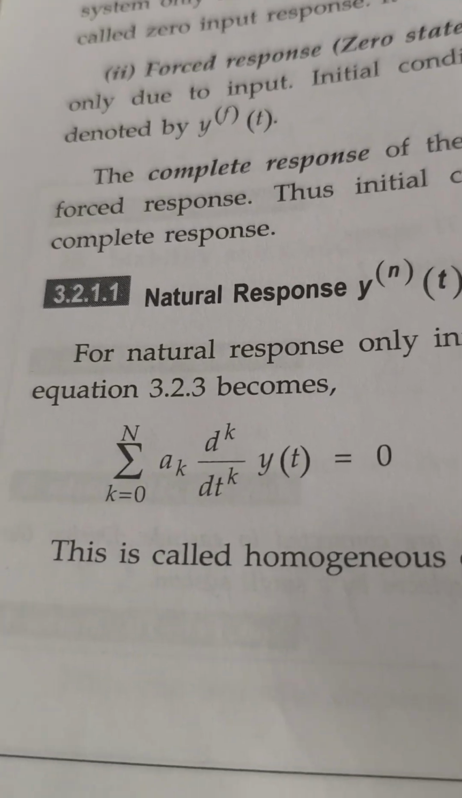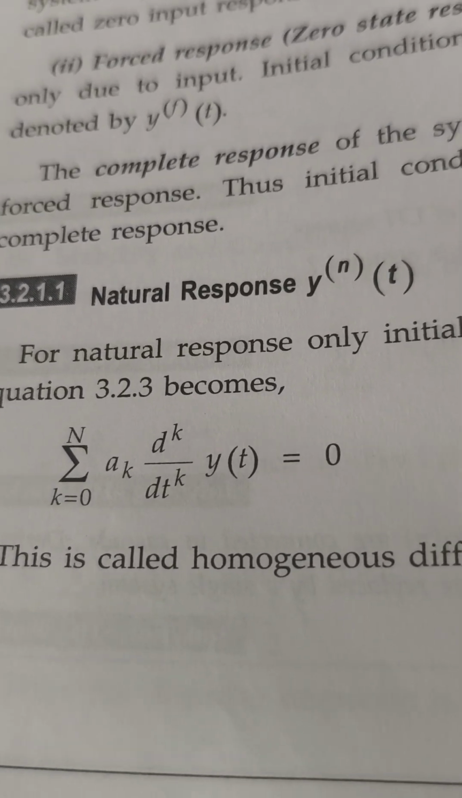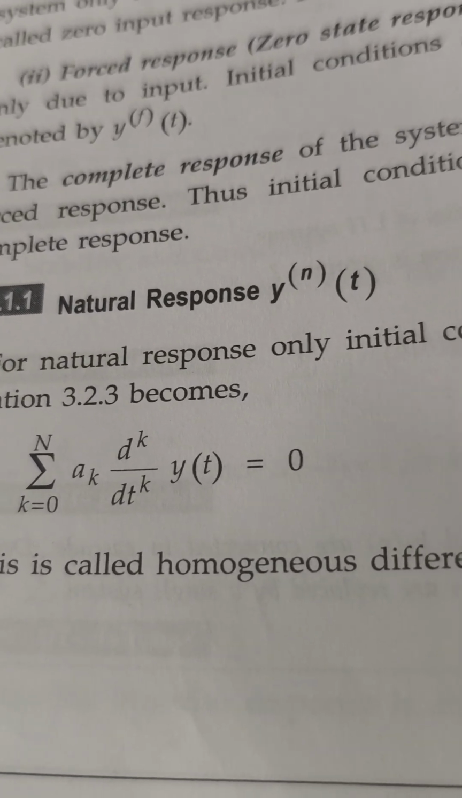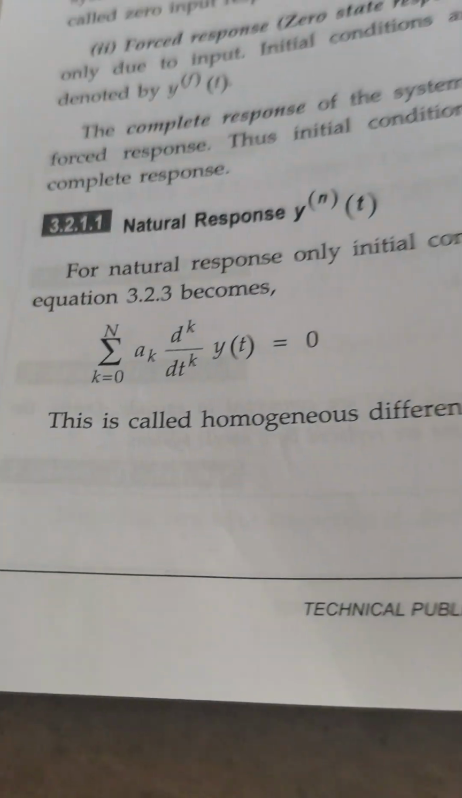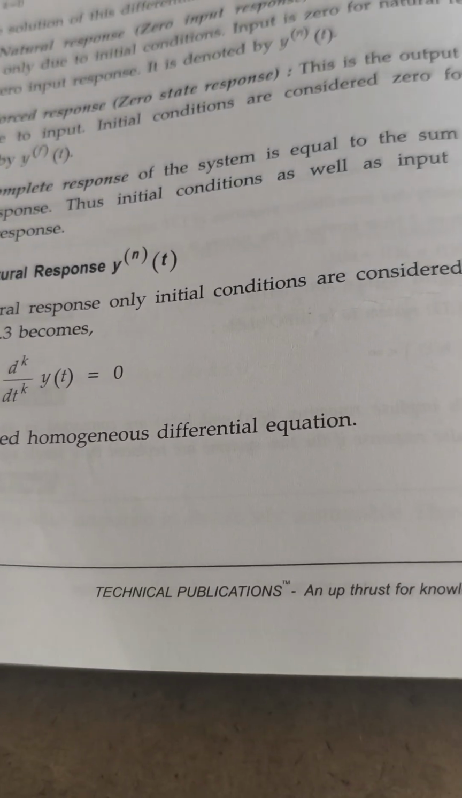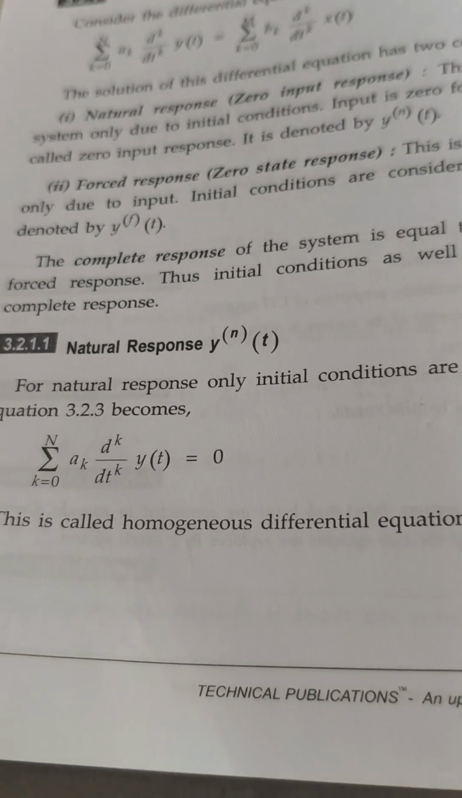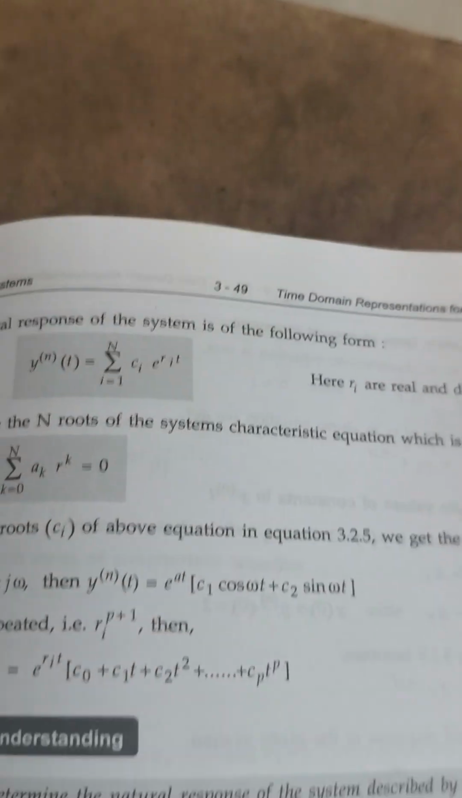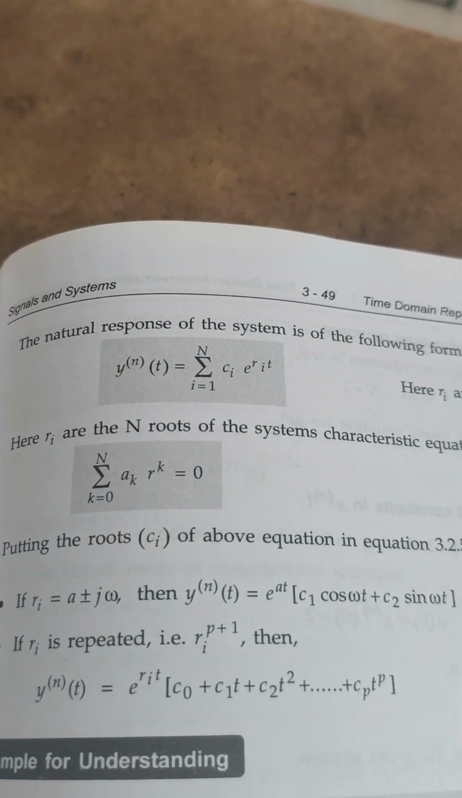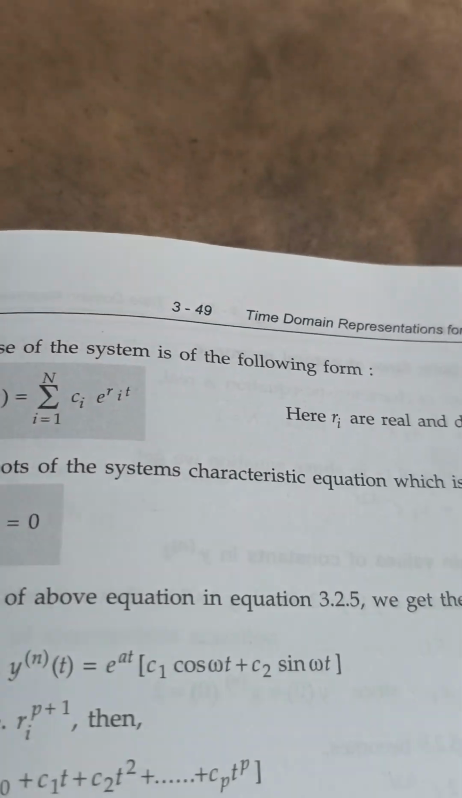That is, summation of k equal to 0 to n, ak d raised to k by dt raised to k of y of t, equal to 0. This is called a homogeneous differential equation. Then the natural response of the system is of the following form.